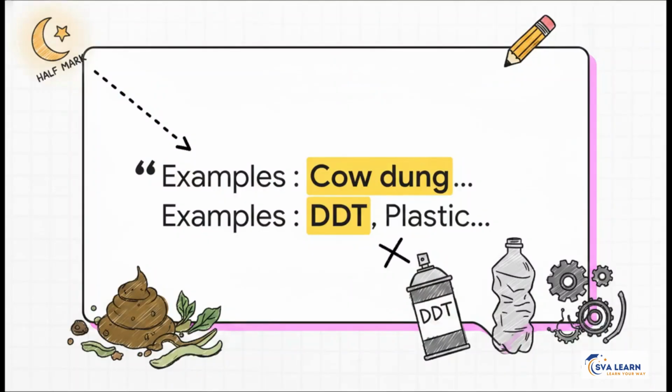But watch out, here's the ultimate half-mark trap. The question specifically asks for examples. A comparison without examples is incomplete. You always want to write cow dung or vegetable peels at the bottom of the biodegradable side, and specifically write DDT or plastic for the non-biodegradable side.